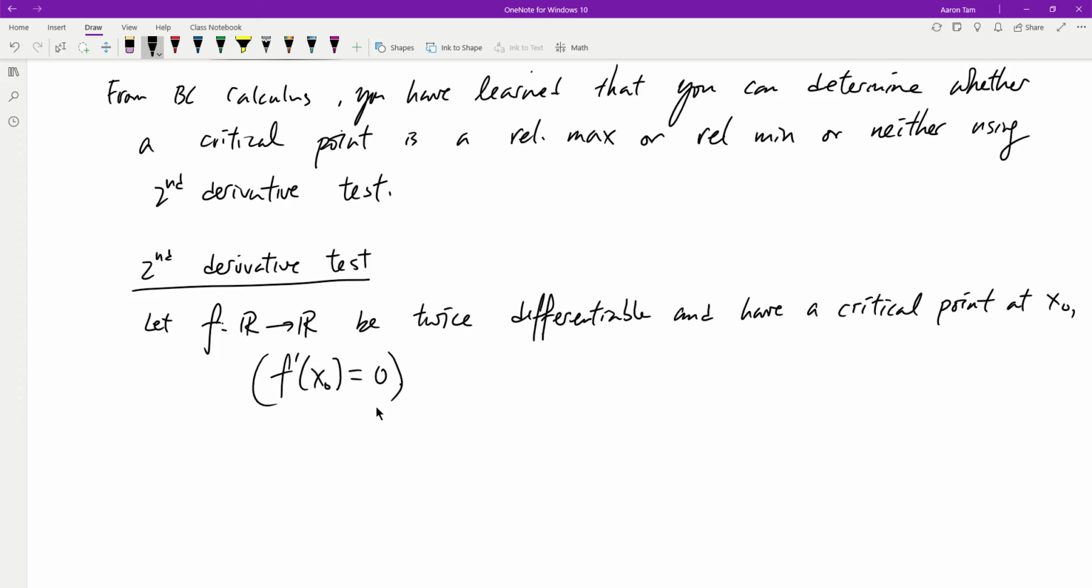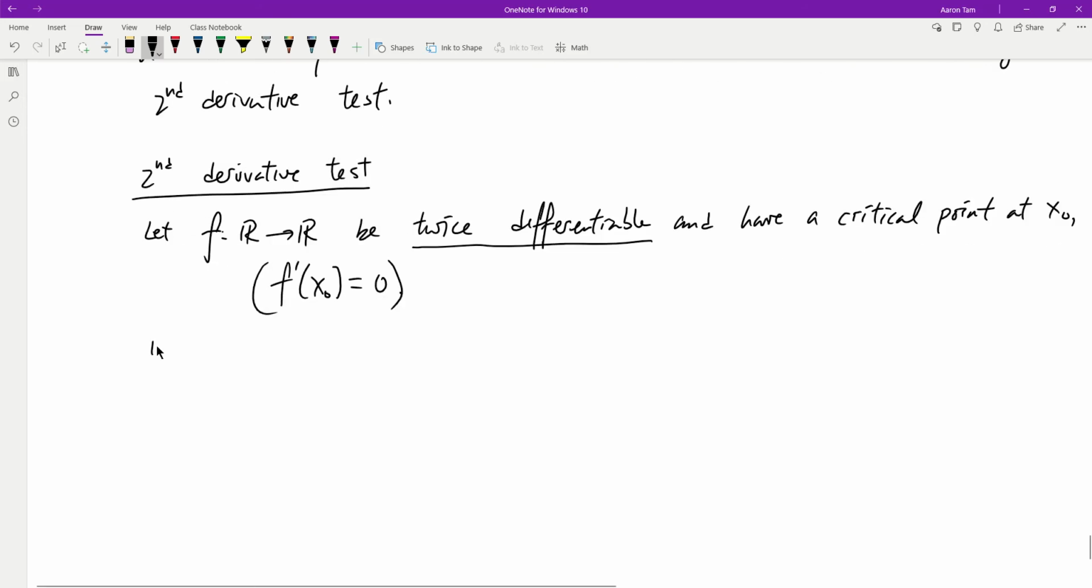Remember, critical point in this case, someone might think, well, can f prime of x sub 0 not exist? Not at all. The reason why is because we want this function to be twice differentiable, so therefore it would not have anywhere where the function has an undefined derivative. So the second derivative test basically states the following, three scenarios. This might be slightly different from the second derivative test that you remember from BC calculus.